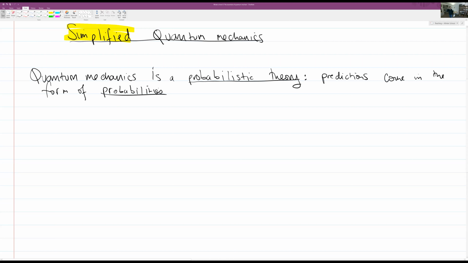Now, to give you a high-level depiction of what a probabilistic theory looks like, how do you work with a probabilistic theory? I'm going to show you every single experiment that mankind has ever done in physics. The way an experiment works is you have three stages. There's a preparation stage where you build up your apparatus and you put the apparatus into a known state or a known configuration. So this is the first stage of any experiment in physics, preparation.